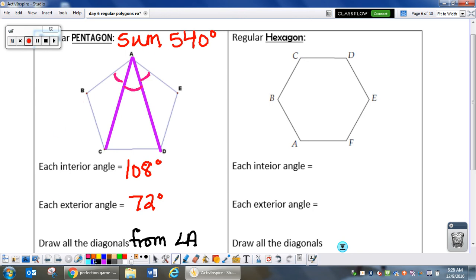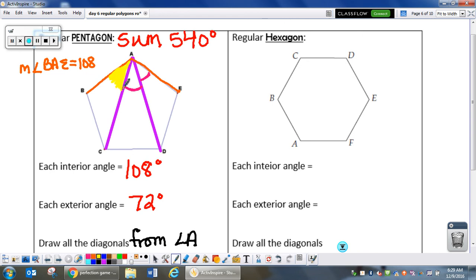Okay? We also know this whole angle is one interior angle of a pentagon, which means that's the measure of angle BAE. And that angle equals 108. The angle we want to find is BAC. So we've got to find the measure of that guy.